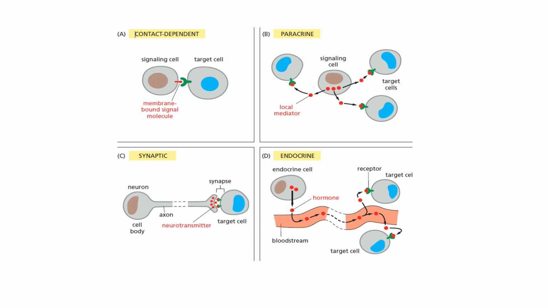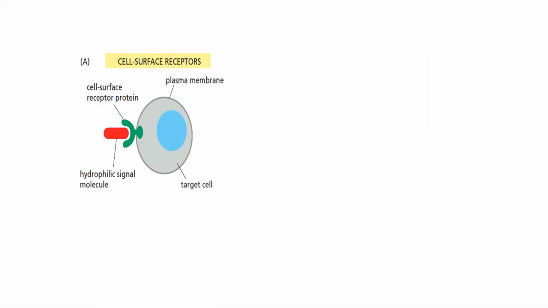Now let's discuss the different types of receptors. The first one is the cell surface receptors. This receptor is embedded within the plasma membrane of the target cell. Mostly, the molecules which bind to this receptor are hydrophilic signaling molecules.